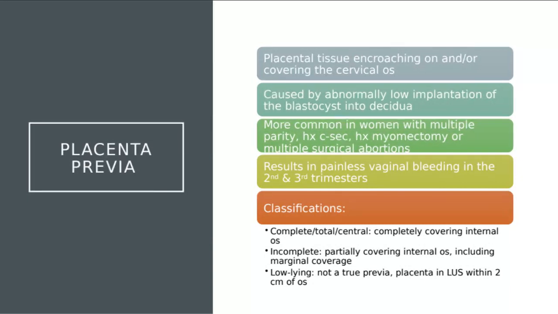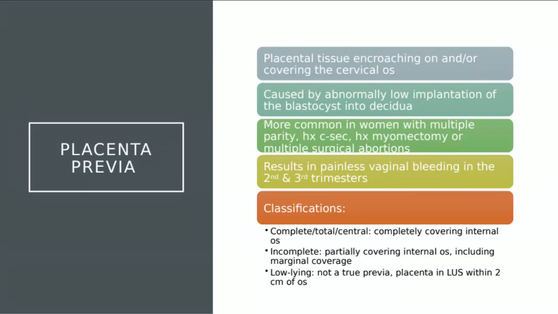It can result in painless vaginal bleeding in the second and third trimesters, and this is something that can correct itself. So what does that mean? If you have a placenta that is sitting low or close to your cervix, or it's touching the opening of your cervical os, as the baby grows, the placenta doesn't move, right? It's not going to move away from the cervix, but what happens is as the baby grows throughout pregnancy, the uterus stretches and stretches and stretches.